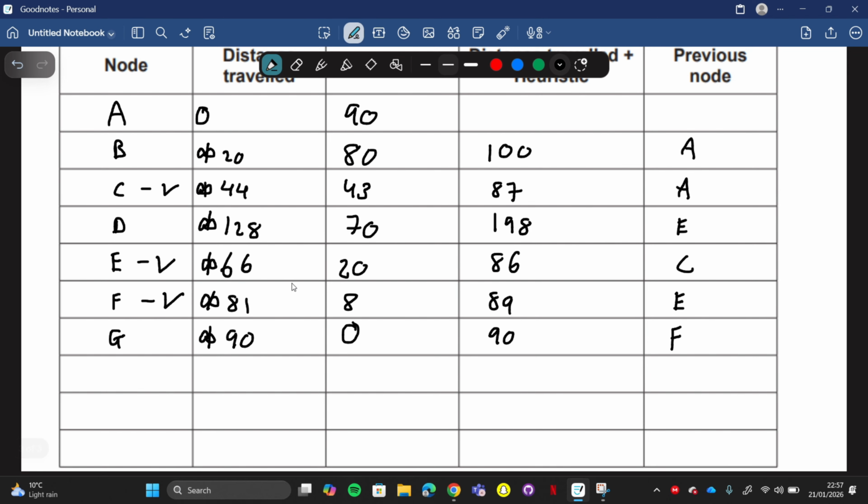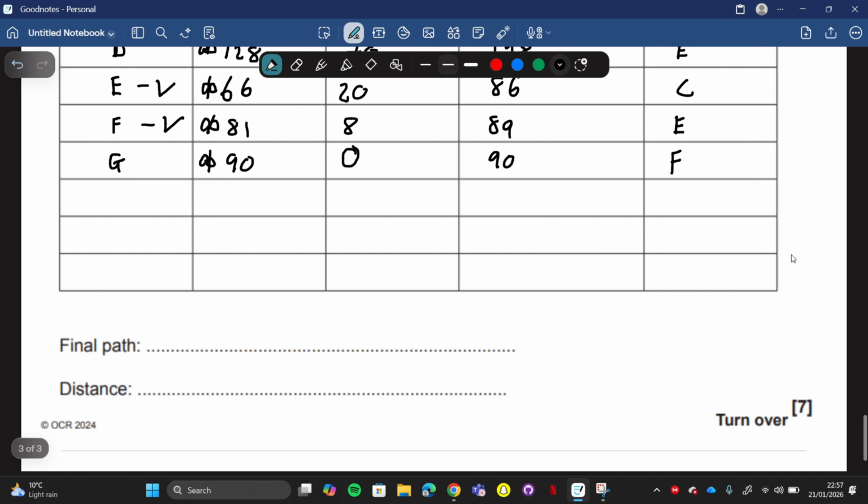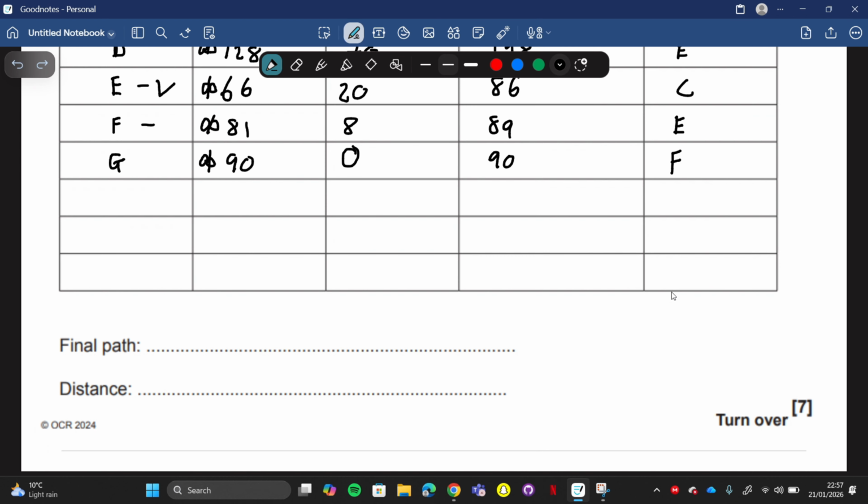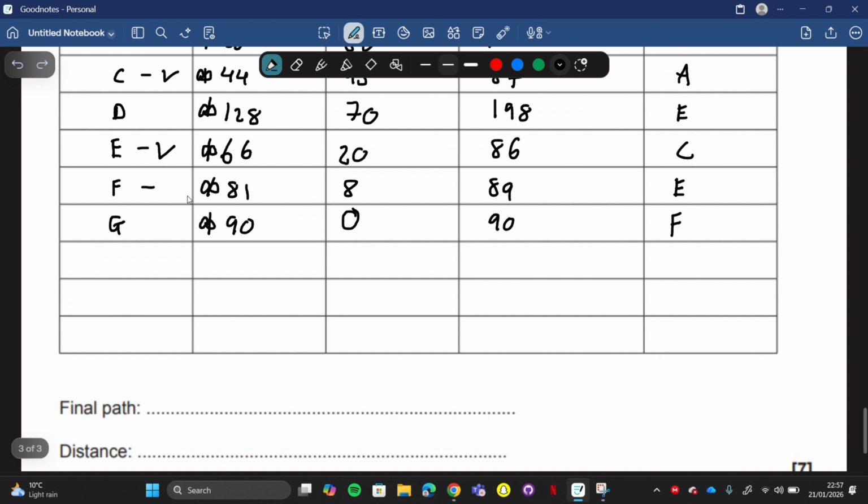Oh, what did I just do? That is less than. What's going on? That is less than. Okay, I give up. Okay, I fixed it. That is less than 90.